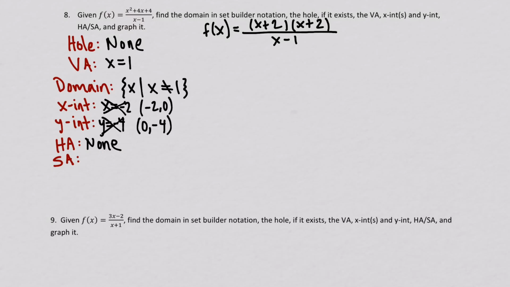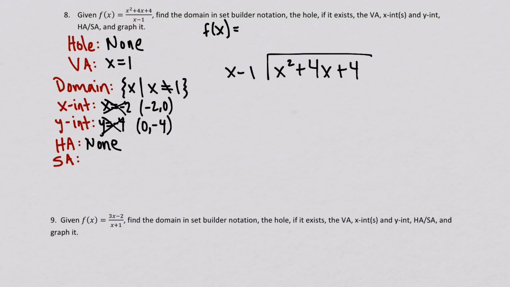You find it in this form. You're going to take the numerator, and you're going to divide it by the denominator. Whatever you get up here as your quotient, that is your slant asymptote. Okay, so let me erase this just to make space.